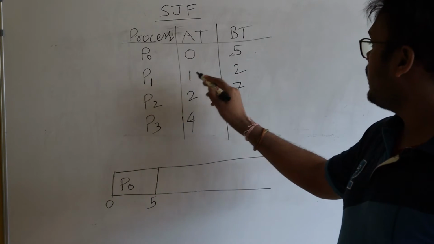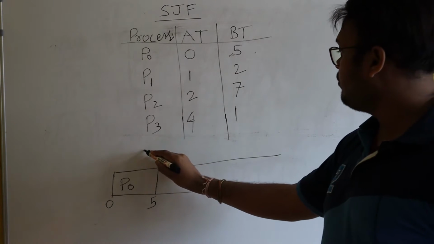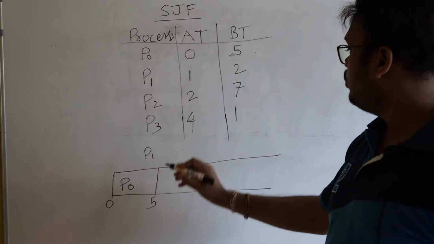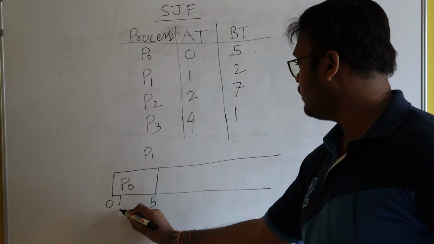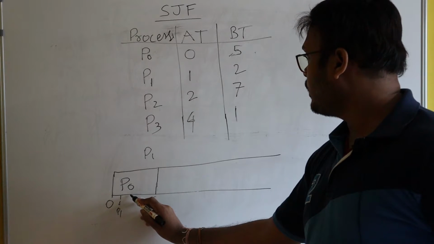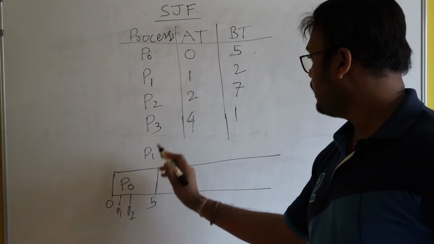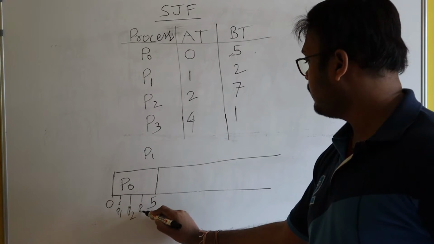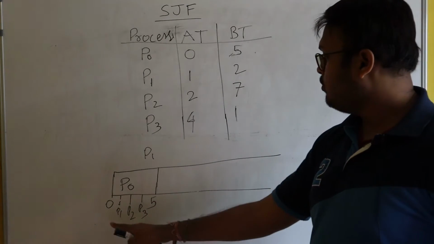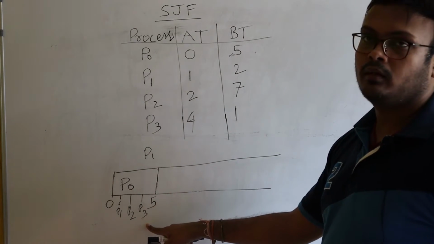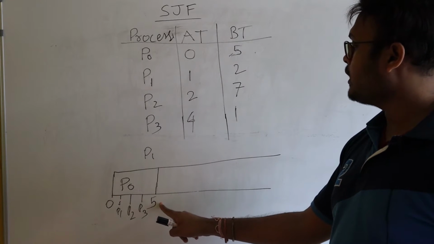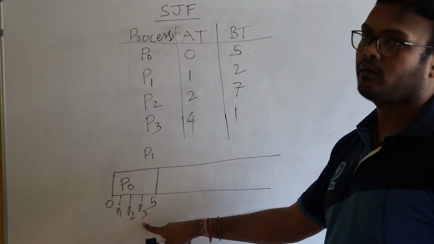See, P1 came at first second, P2 came at second, and P3 came at third second. Okay, we have 3 processes available. By the time P0 gets finished, we already have 3 processes available.